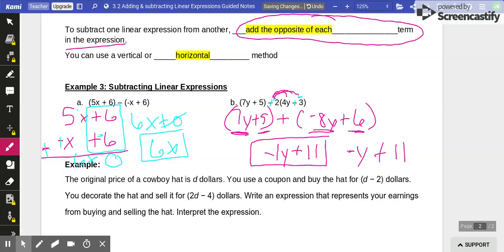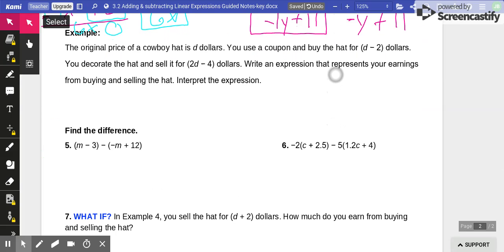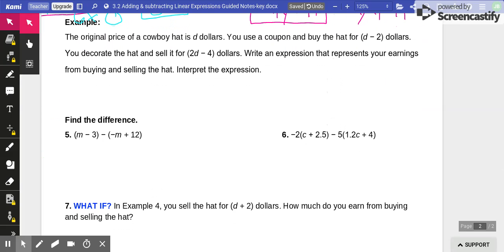All right. Let's take a look at this next example. The original price of a cowboy hat is $D. You use a coupon and buy the hat for D minus $2. You decorate the hat and sell it for 2D minus $4. Write an expression that represents your earnings from buying and selling the hat. Okay. So if we are buying the hat, actually, let's go ahead and pause for just a second.